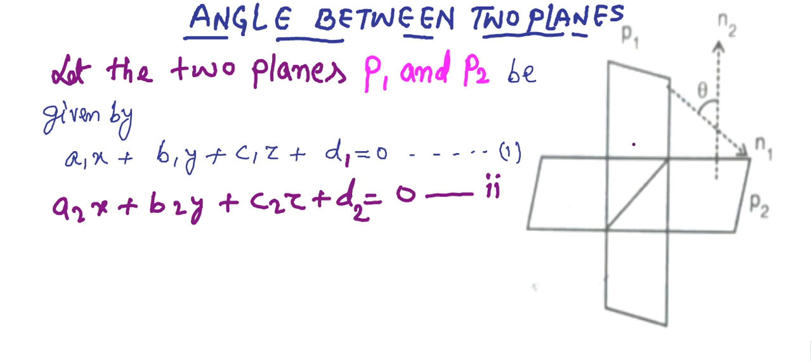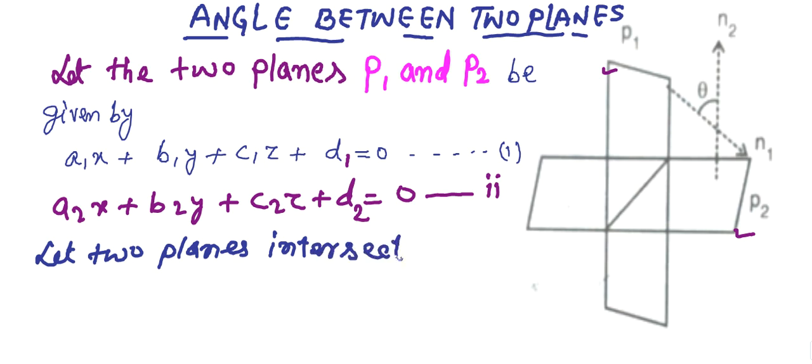Now, here is P1 and here is P2, as you can see on the screen. Now let the two planes intersect in the line L.